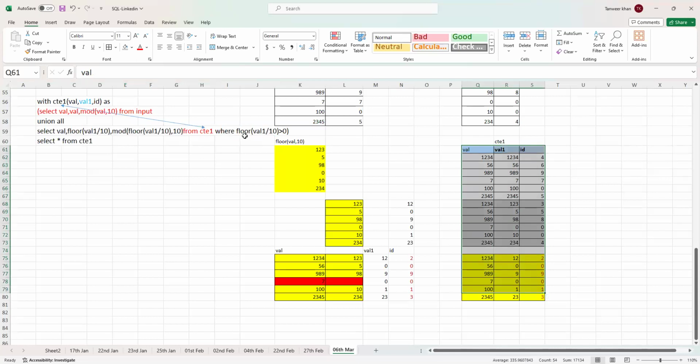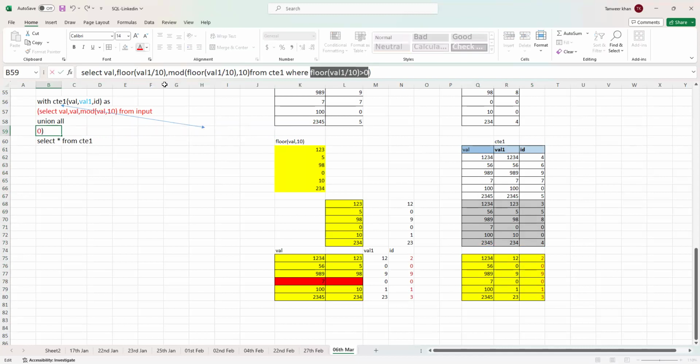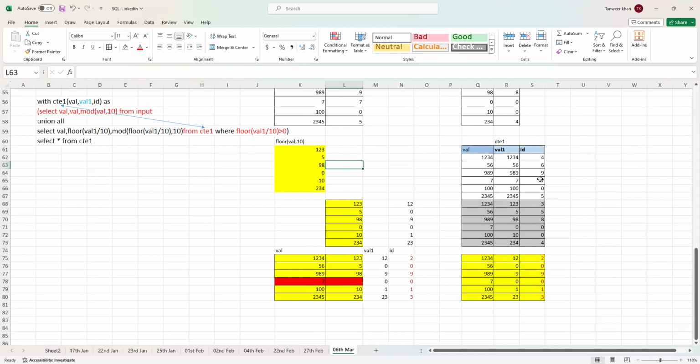Now you have to check this condition, floor of val 1 by 10. On which set of records will you test this condition? The entire set of records? No, only the highlighted ones. You cannot test on the entire set of records, because then it would keep generating records again and again and never stop. So on this set of records, you have to derive floor of val 1 by 10. Okay, let's do the analysis for this.